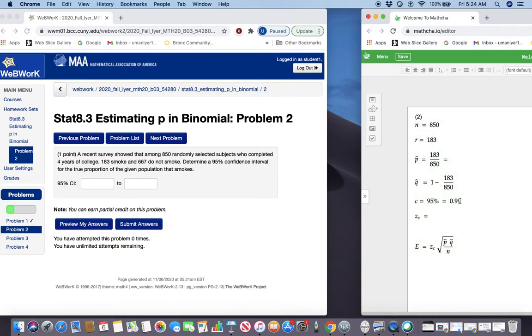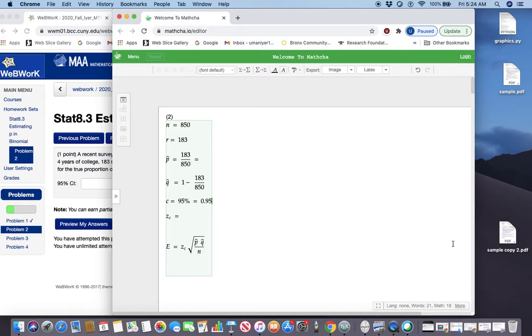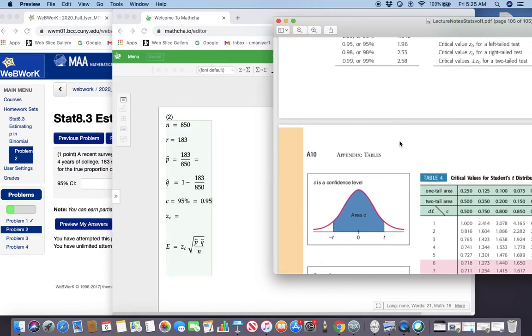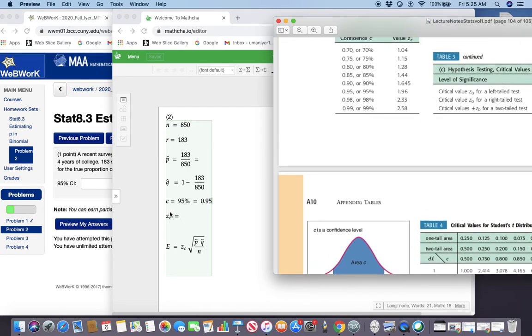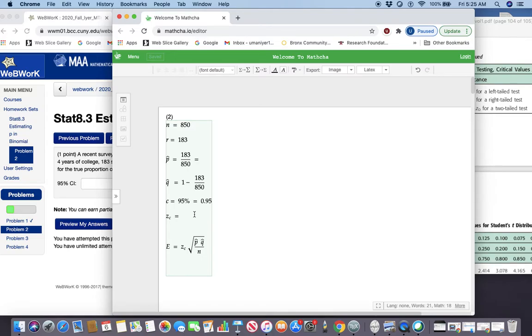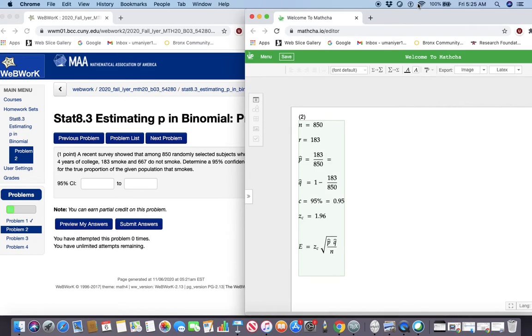C is 95%. The confidence level is 0.95. You need to find Z_C using your table. All right, this is the T distribution; Z is the standard normal distribution. So for 95%, 1.96 is the critical value, 1.96. And then I need to use this formula for E.